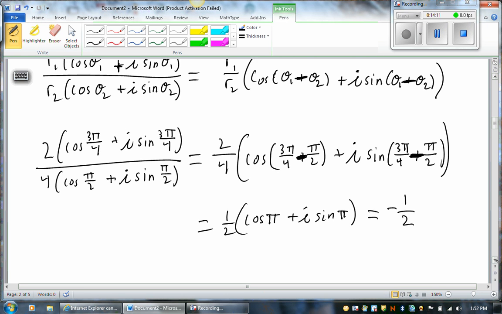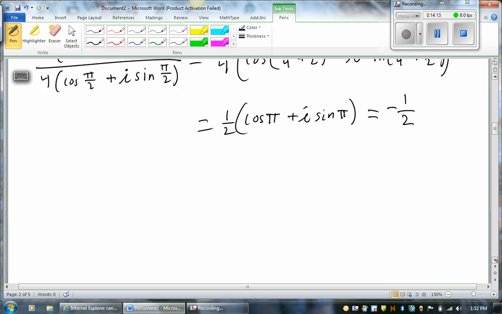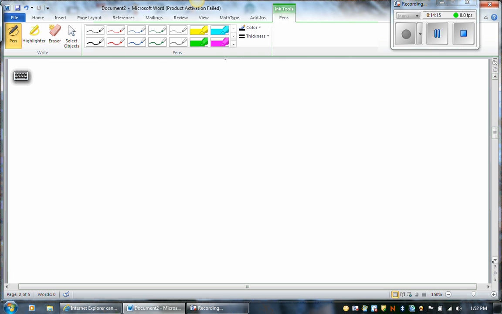Okay, let's just get one more example here. Here we're going to have a two-step problem. We want to do 1 plus i all over 1 minus i. And what we want to do is convert to trigonometric notation, and then we want to divide this.